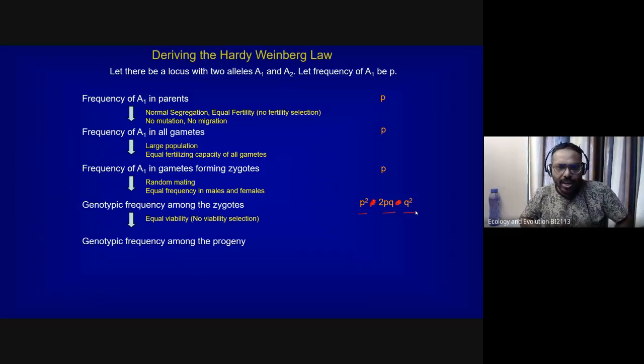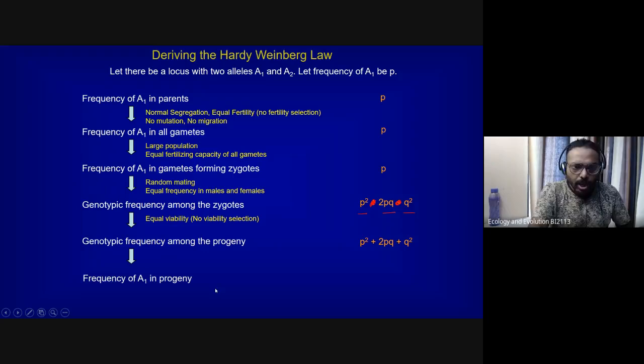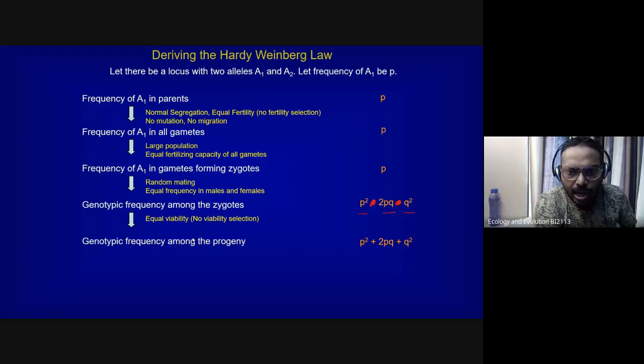So note over here that selection is coming in two different ways. One, it is coming when we are going from zygote to progeny. Sorry, it comes over here at this stage, and it also comes over here when we go from A1 in parents to A1 among all the gametes.